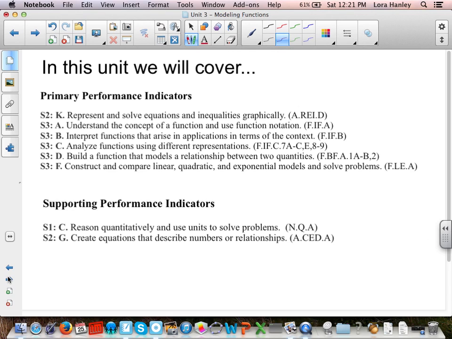Your performance indicators that we will be covering are as follows. Represent and solve equations and inequalities graphically. Understand the concept of a function and use function notation. Interpret functions that arise in applications in terms of context. Analyze functions using different representations. Build a function that models a relationship between two quantities. Construct and compare linear, quadratic, and exponential models and solve problems.